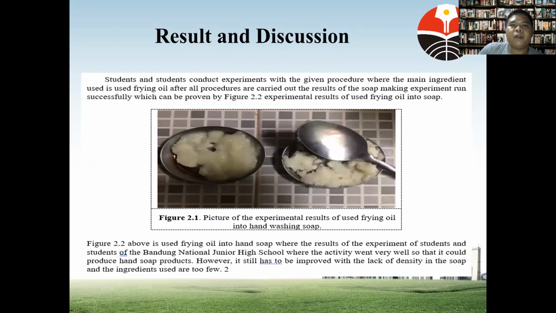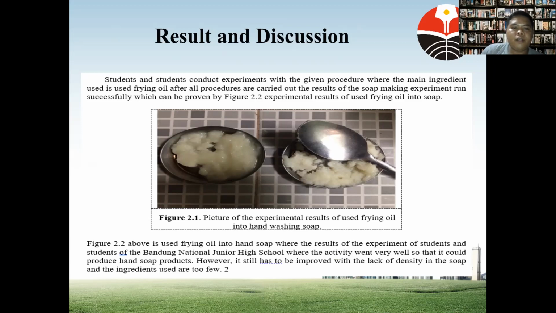Students conducted the experiment with the given procedure, where the main ingredient was used frying oil. After all procedures were carried out, the soap making experiment ran successfully, which can be proven by the picture. Experimental result of using frying oil into soap. Picture of the experimental result of using frying oil in hand washing soap.